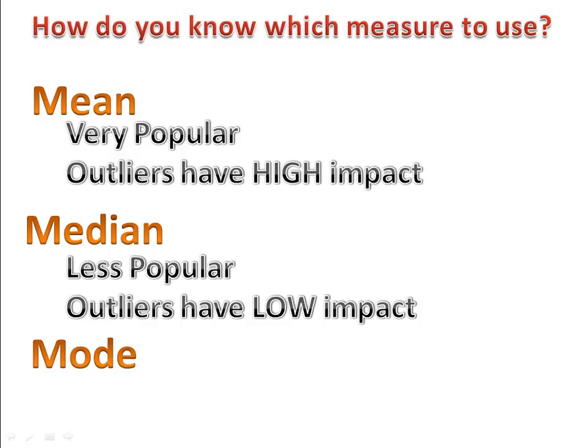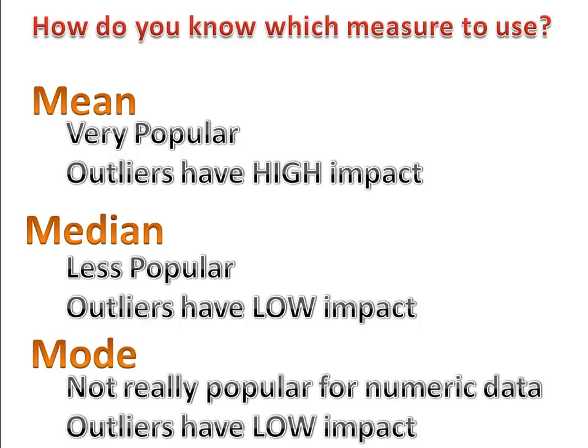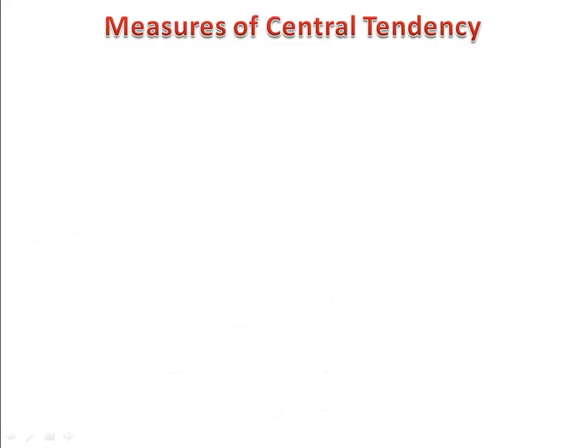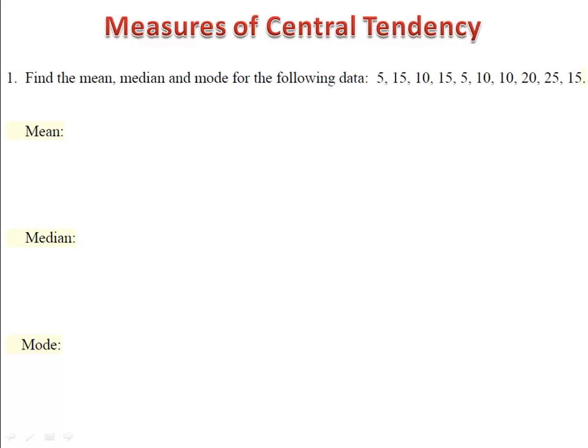The median is not as popular. You never really hear people talk about the median, at least not nearly as often as you do the average. However, it's a great tool because if you have 1 or 2 numbers that are far out there, they don't have a very high impact on the median. Finally, the mode. Well, outliers have a very low impact on the mode also, but it's not very popular. Mode is really mostly found when you're looking for the frequency of something, such as favorite colors or favorite flavor of ice cream. So let's take a look at some examples.